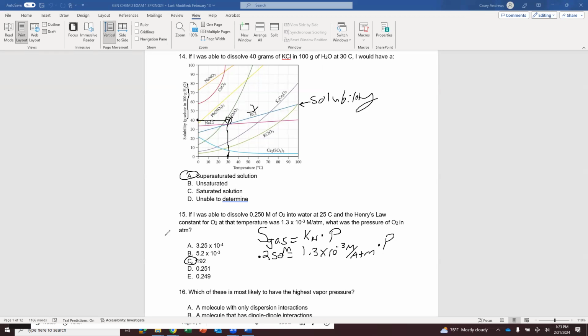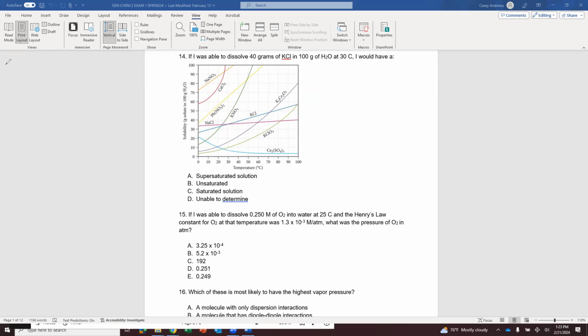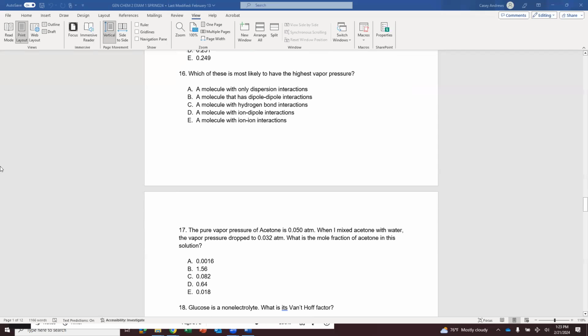All right, moving on to 16. Which of these have the highest vapor pressure? So we got to remember vapor pressure is when you have a sealed container and you have liquid in that container. Some of that liquid will become a gas naturally. And vapor pressure is the pressure of that gas. So if you have weak intermolecular forces, you're going to have high vapor pressure. That'll be A, molecule with only dispersion forces.